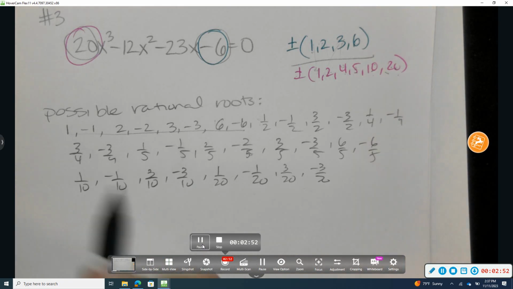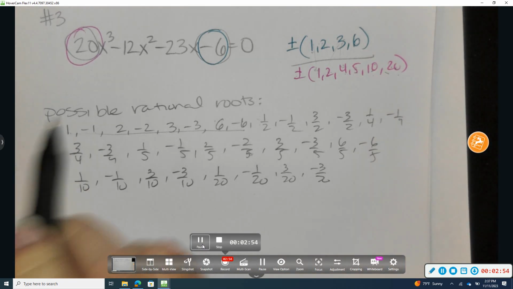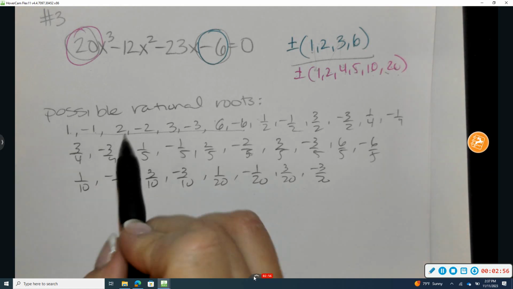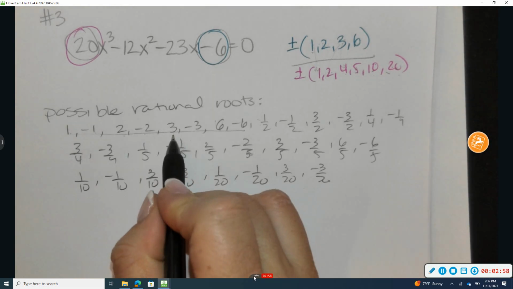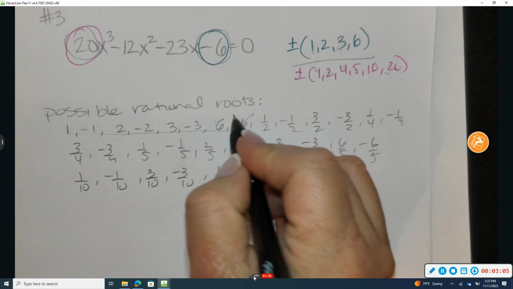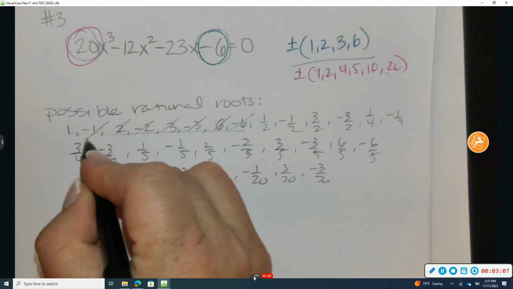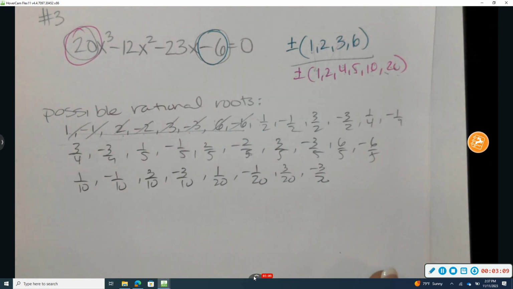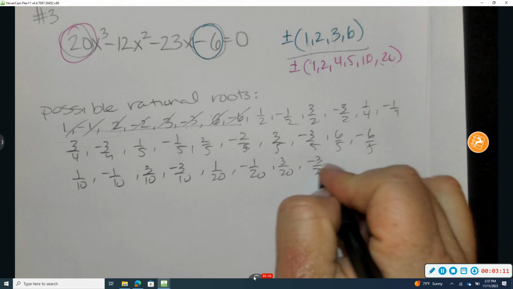All right, we've got problems. I went ahead to save time on this video, and I tested 1, -1, 2, -2 using synthetic division, 3, -3. I tested 6 and -6, and there's a problem. None of these work. So yes, these were possible rational roots, but none of them worked. So now I have to start using fractions.